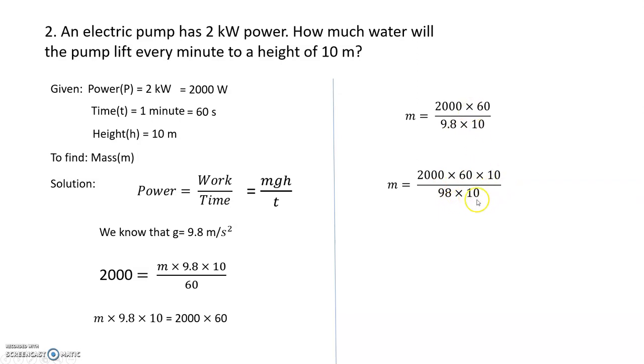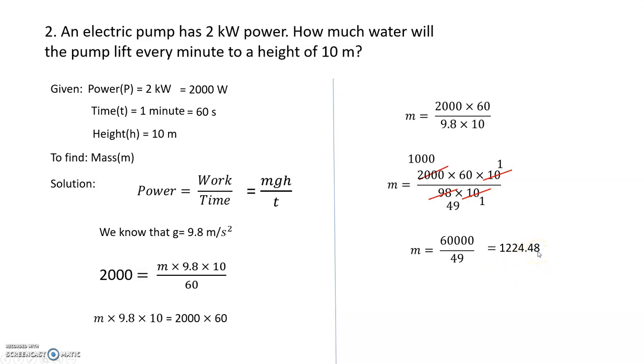Understand? Now this 10 and 10 will get cancelled. Now 98 and 2000 both are divisible by 2. So 2 into 1000 and 2 into 49. Now multiply numerator to numerator. 1000 into 60 will be 60,000 divided by 49. Now, when you divide it, you will get 1224.48, which you can round off.